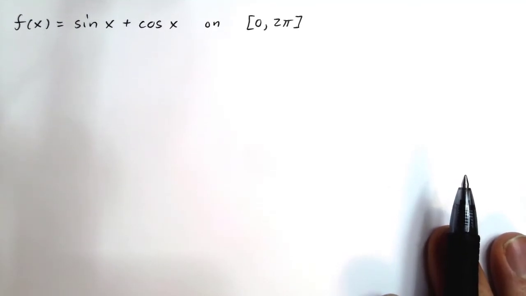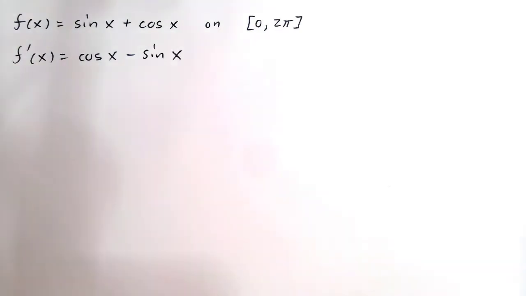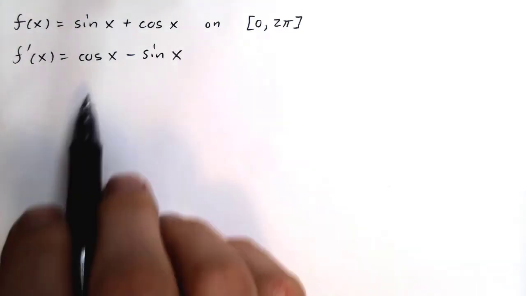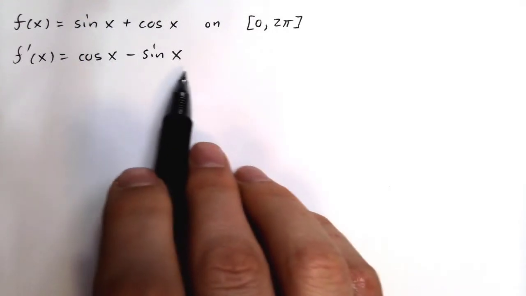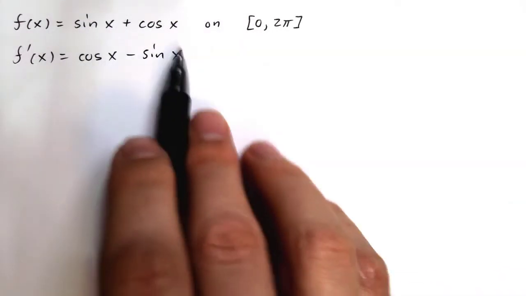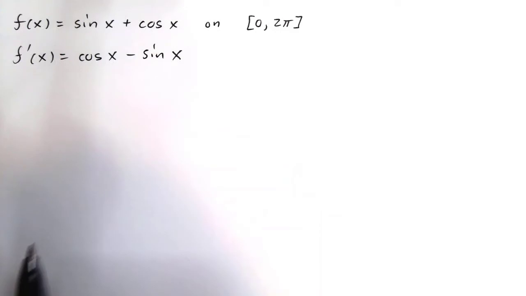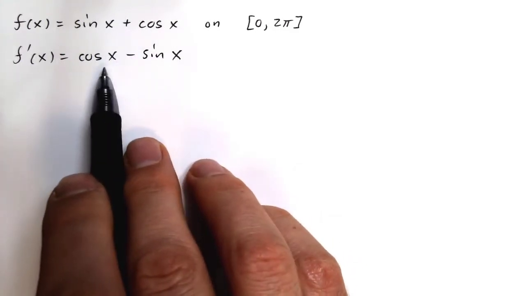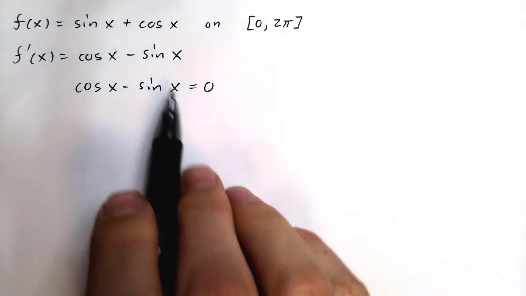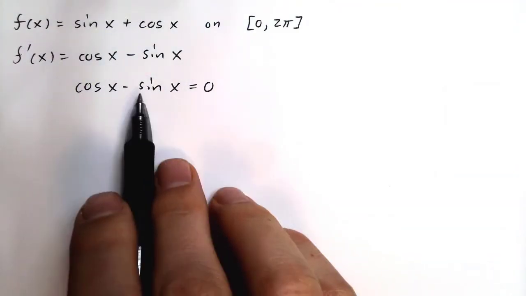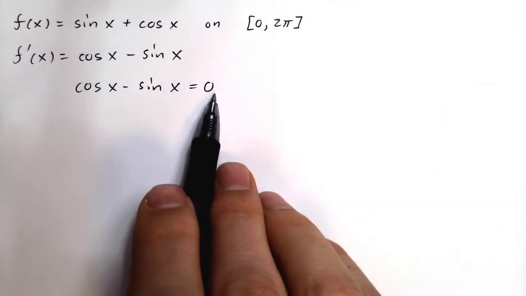We need to compute its first derivative. And to find the critical numbers, we'll look to see where this is 0 or undefined. Well, it's not undefined anywhere. These functions are defined everywhere, so their difference is defined everywhere. But it might be 0 somewhere, so let's set up that equation. And when we solve this, what did we do last time? We added sine x to both sides.